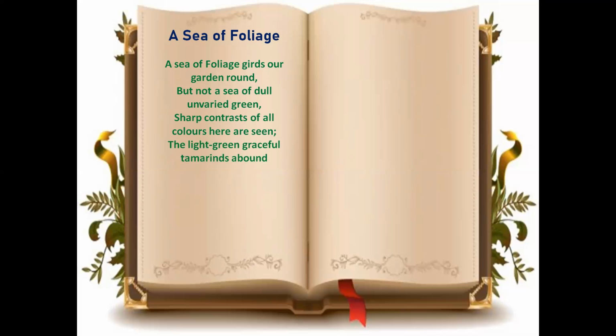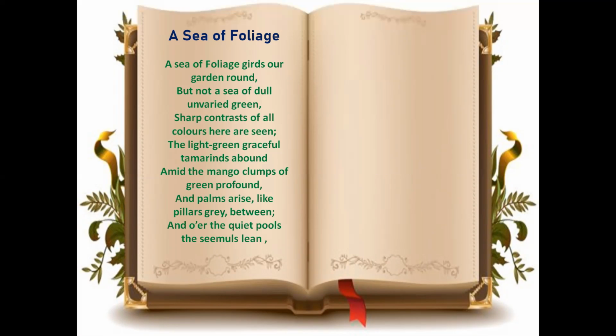The light green graceful tamarinds abound. Abound means in large number. So the poet says that she could see the tamarind leaves which are large in number and green in color. Amid the mango clumps of green profound. Clumps means cluster, group, and these tamarinds grow in between the dark green mango leaves, and palms arise like pillars grey between. And in between other trees grow the palm trees, which are grey in color.